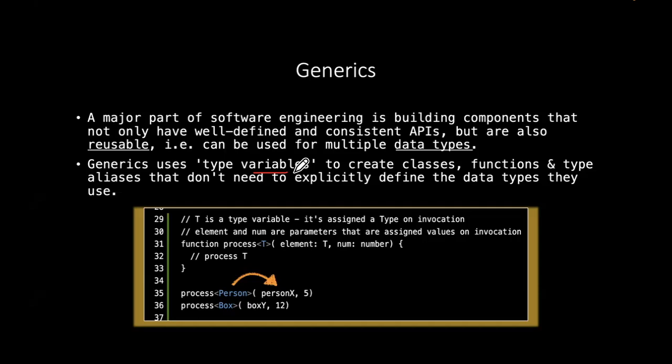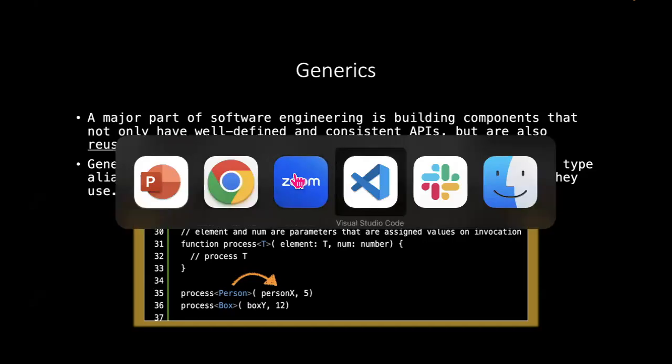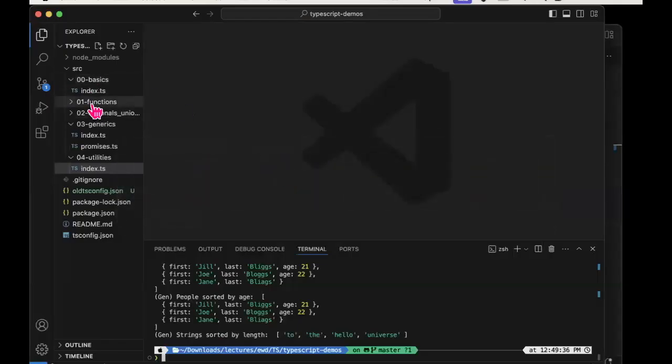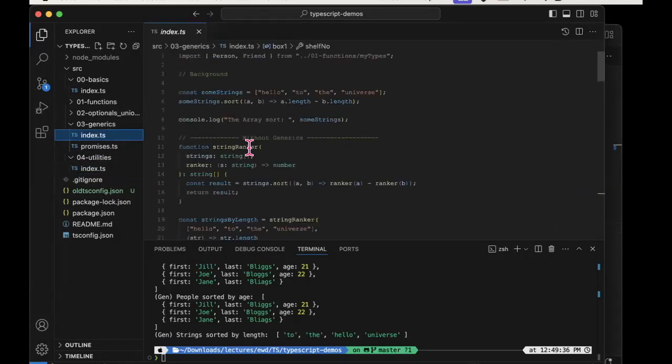So by way of example, we go back to VS Code, and this is the repo that you may have cloned from my account. If I go into the generics folder here, what I do in this script is first give you some code that is not using generics, and then I show you the equivalent using generics. So hopefully it gives you a better understanding of where generics can be very useful.